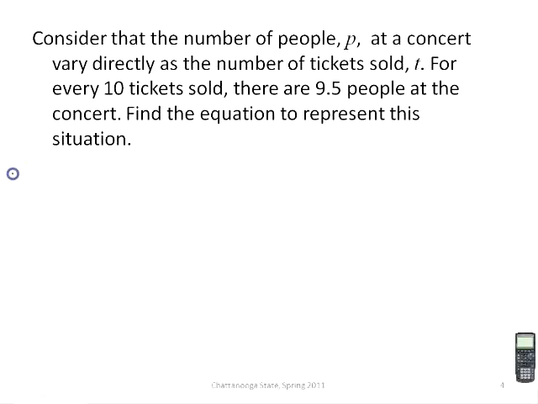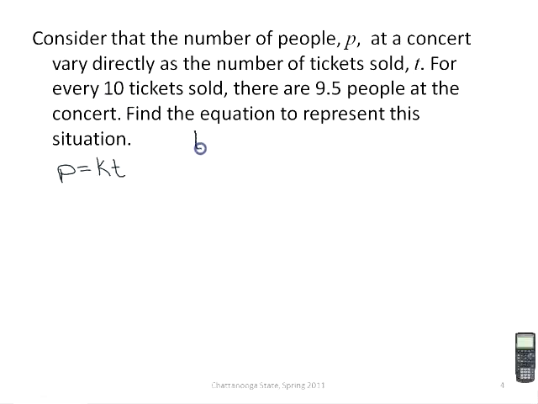So let's look at this situation. Consider that the number of people P at a concert vary directly as the number of tickets sold T. So just that tells me that there's a relationship here, that P is equal to K times T. For every 10 tickets sold, there are 9.5 people at the concert. Find the equation to represent this situation.